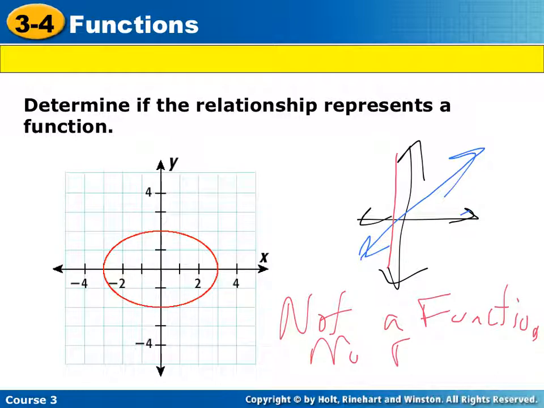No function. You can write one of those two things. Because if I use a vertical line test, and I'm going to use a dashed line for my vertical line test, it hits my graph at that point and that point. It hits more than one spot. If it hits more than one spot, it is not a function. So because my vertical line hit more than one spot, it is not a function.